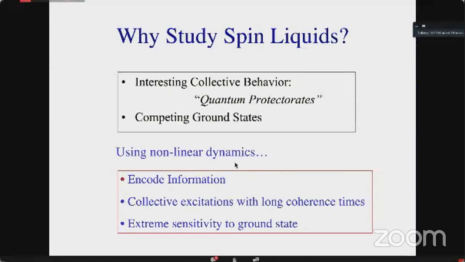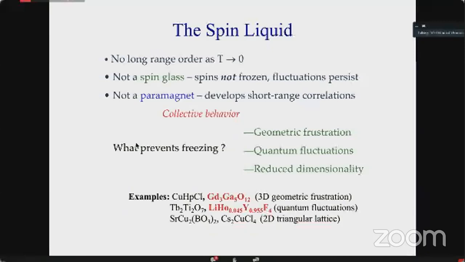And by driving the system nonlinearly, we're able to encode information. We have collective excitations that can have coherence times which are tens of seconds. And there's extreme sensitivity to what the ground state is. So what do I mean by a spin liquid? I'm going to use it in the sense that there's no long-range order as the temperature goes to 0. The spins are not frozen. The fluctuations persist. And in fact, those fluctuations are quantum in the case of lithium, holmium, yttrium tetrafluoride.